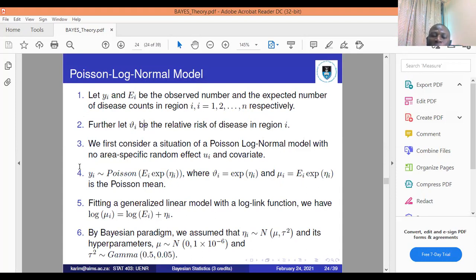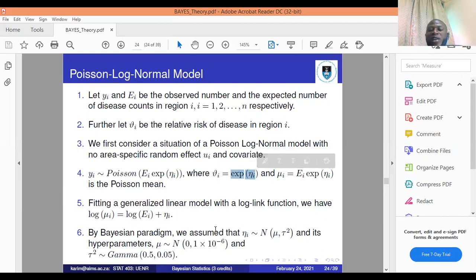And the log normal is defined. So we say that Y has a Poisson distribution and the expected number of cases is here. And this time we have the exponent of eta. We call this symbol eta, exponent of eta. So instead of saying the relative risk of the disease, we are replacing the relative risk of the disease by the exponent of eta. So the relative risk of the disease in region I is equal to the exponent of the eta.